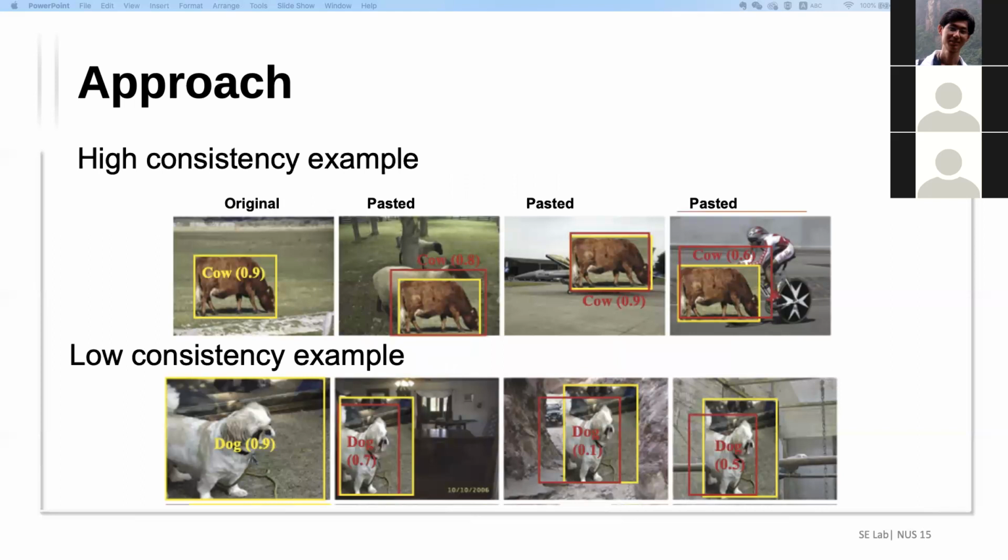Then how do they select the images to be pasted? Random. Okay. For example, in the first row, the cow is pasted onto some random background, and then the final reported box still has high overlap with the original cow. So it's of high consistency compared to the second row. You see the dog is pasted onto some other images, and then the red boxes move a lot. This is a low consistency example.